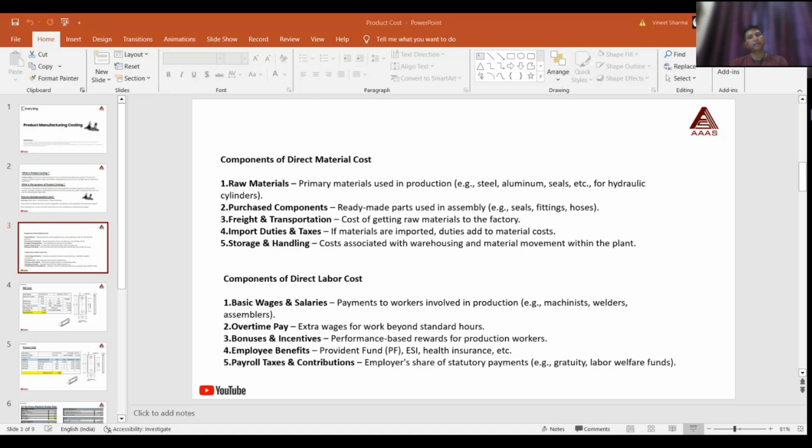Purchased component cost. We also call them bought out components. Some fasteners, some standard parts. We also calculated in direct material cost: freight and transport, import duty, taxes, storage, handling. These are included in direct material cost. And direct labor cost, of course: wages, salaries, overtime, bonus, employee benefits, and taxes. Now the major point comes here.